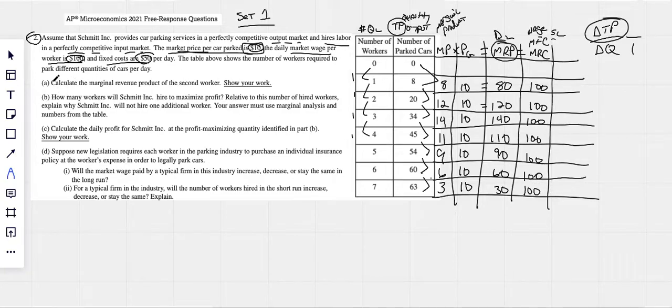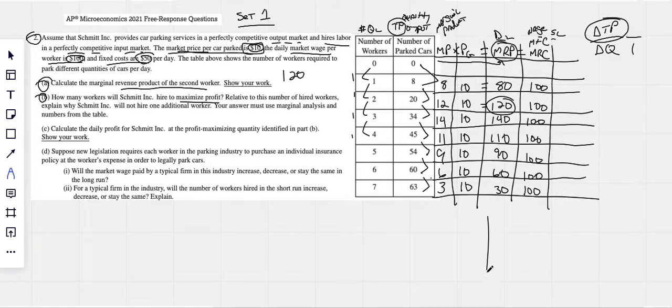They're going to ask us to calculate the marginal revenue product of the second worker. We've already done that. We know the marginal revenue product is marginal product times price, which gives us our marginal revenue product. Easy enough, it's 120. Now they're asking, how many workers will Schmidt hire to maximize profits?